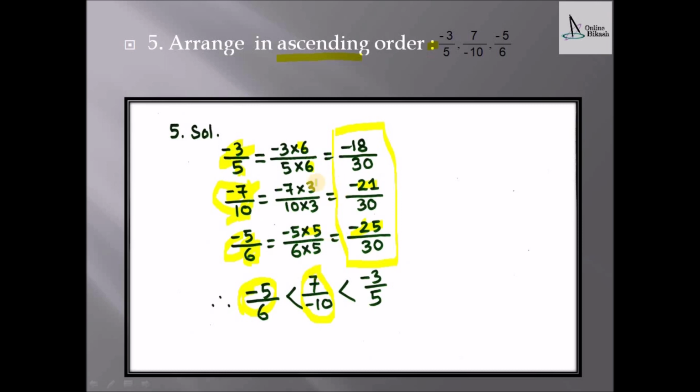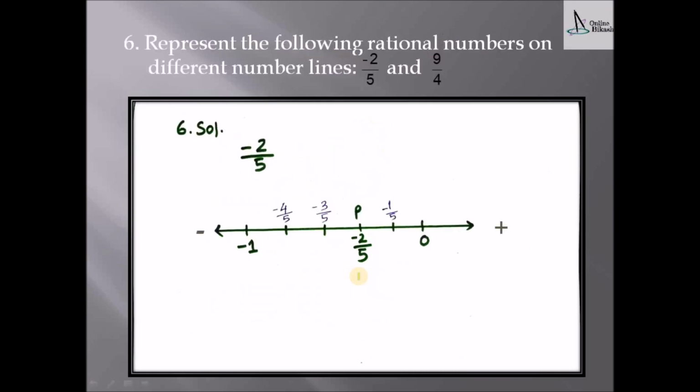And at the last, minus 18 by 30, that is minus 3 by 5. So minus 3 by 5 goes here. In that way these three rational numbers are arranged in ascending order. Hope you have understood. Now to the last one, number 6 question.